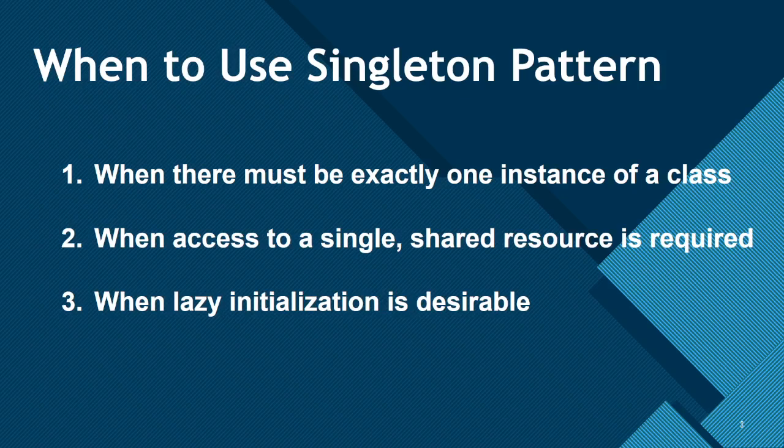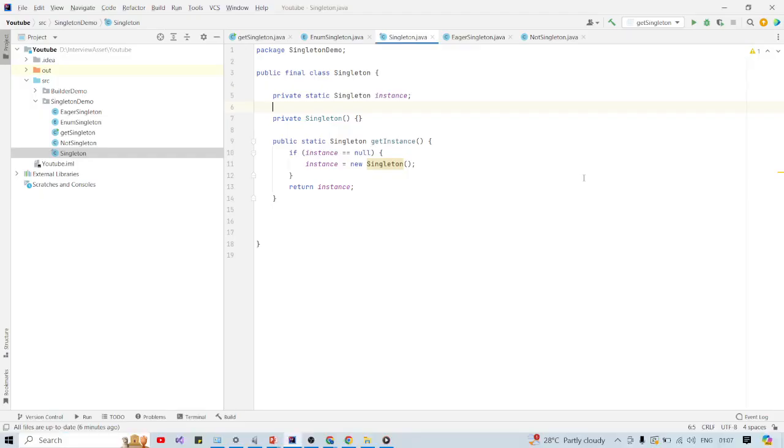To understand this better, let's jump into the code. This is a simple example of a singleton class. Singleton instance is static, which makes sure only one instance is created. Also, we can see the constructor of the class is private, so it cannot be instantiated from outside the class.